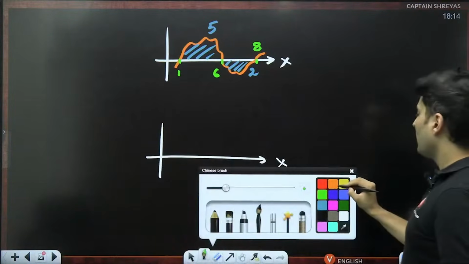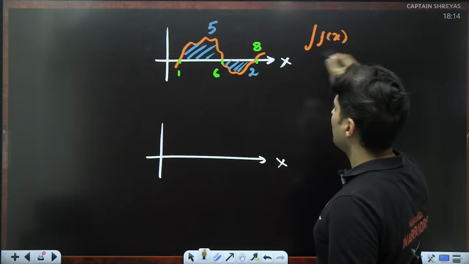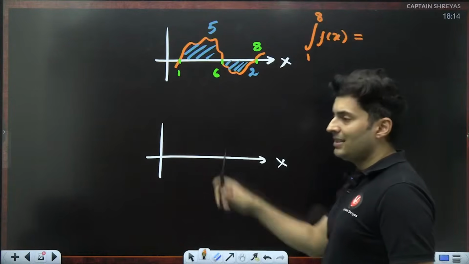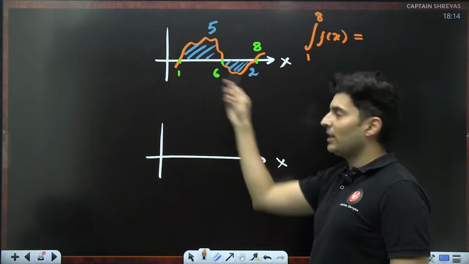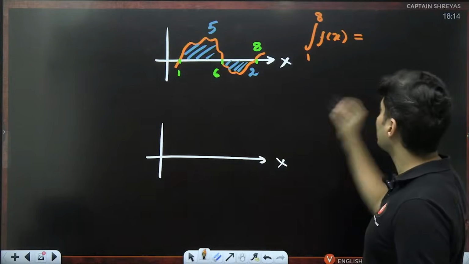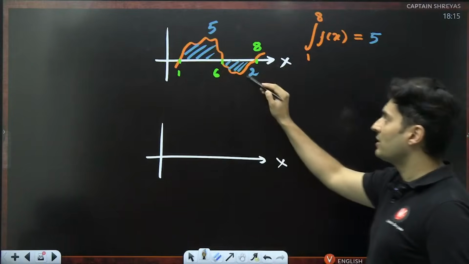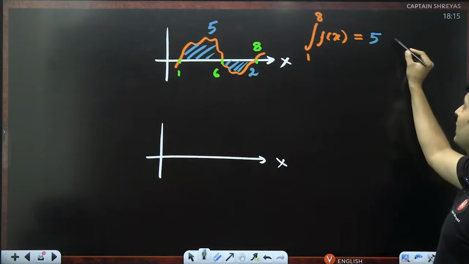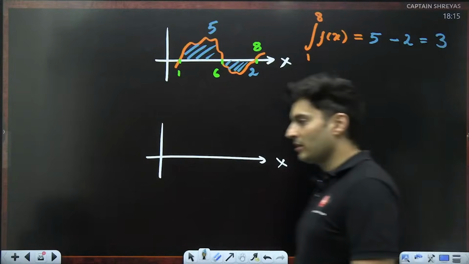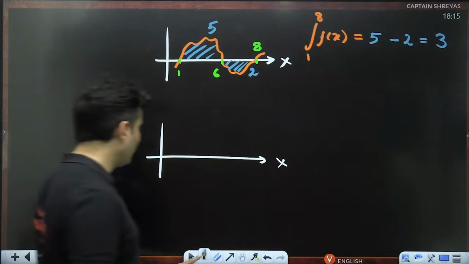If I ask you, what is the integration of that function from 1 to 8, understand the answer is not 5 plus 2. In fact, 2 is below the x-axis, 5 is above the x-axis. So the answer to this question is this area from 1 to 6, which is plus 5. The area from 6 to 8 is not plus 2, it is minus 2. So hence the answer to this is just 3. So there is sign convention involved also.